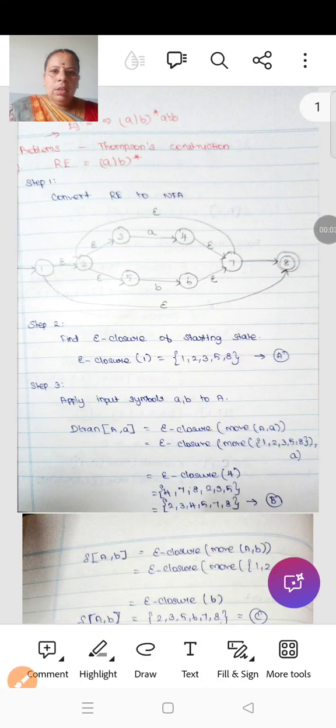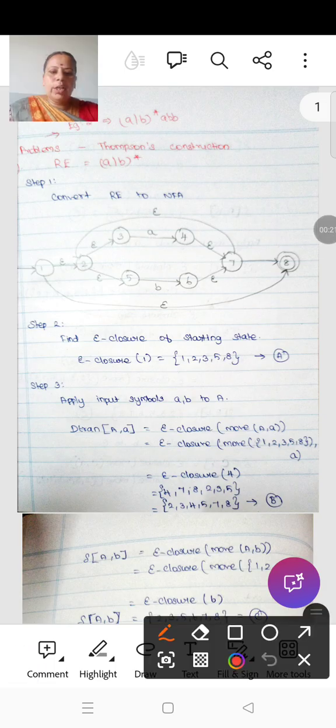Hi everyone. Today we are going to discuss an example problem for conversion of a regular expression into a DFA using the Thompson construction method. As discussed, for Thompson subset construction you will have two steps. The first step is to convert the regular expression into an NFA, and the second step is to find the epsilon closure, and then you need to find the transition function.